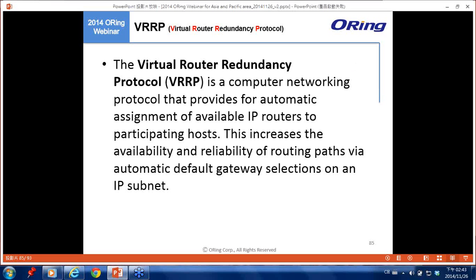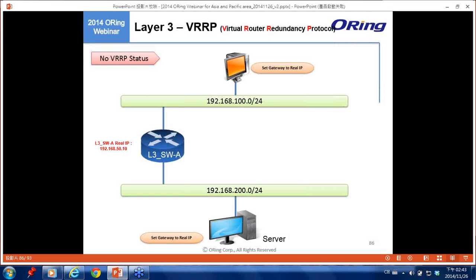You can see this is the situation without VRRP: client and server set the gateway to a real IP and are connected by switch A. But if switch A has something wrong, such as power off or cable link down, the client cannot connect to the server anymore. It's a very serious problem.